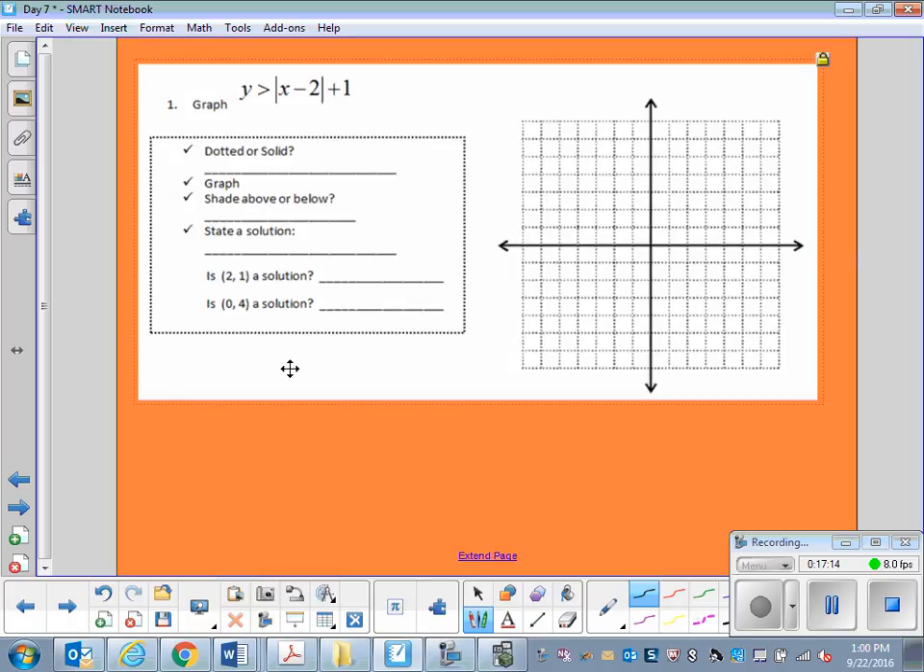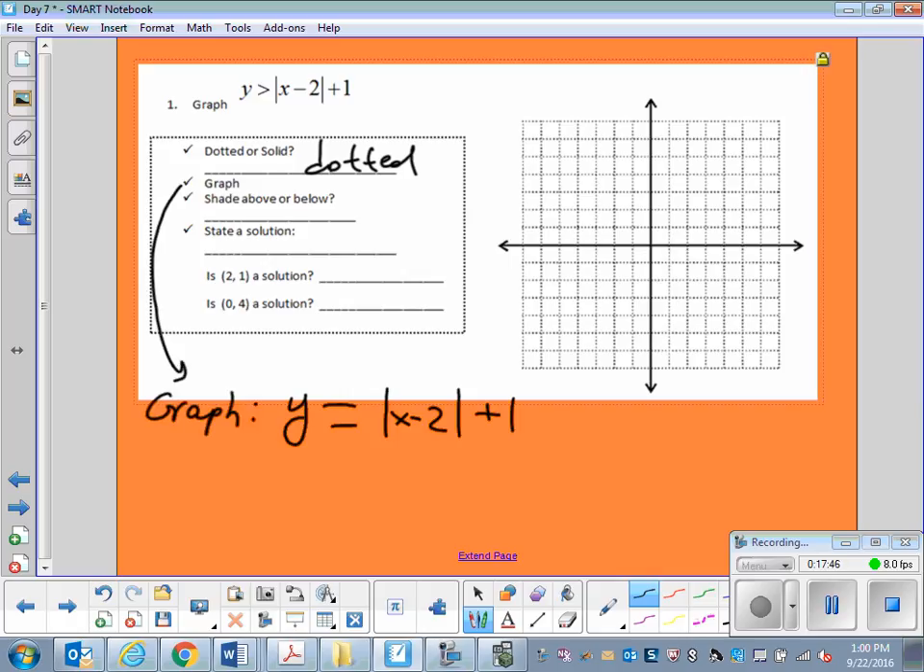Okay, first example. So we need to graph this inequality. Y is more than absolute value of x minus 2 plus 1. Will we have a dotted or solid line? Dotted. Okay. Then we need to graph. What do we actually graph? The equation, right? We first graph the equation. So y equals absolute value of x minus 2 plus 1. That is what I want to graph.